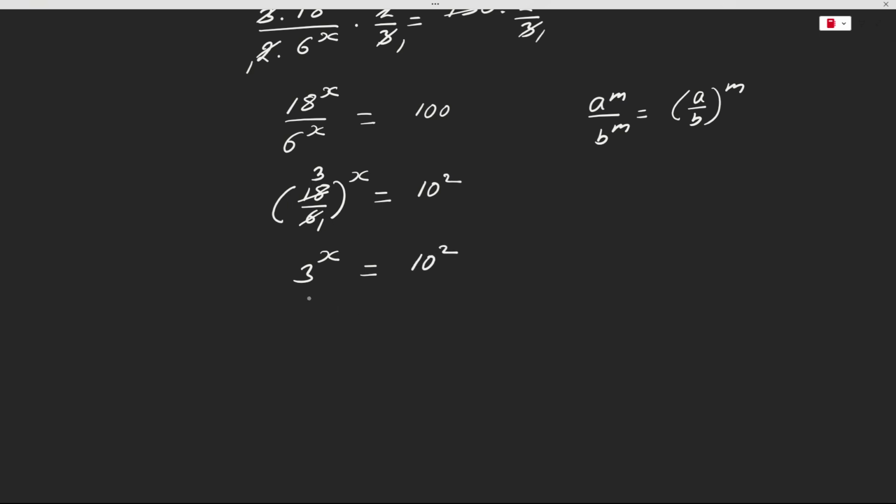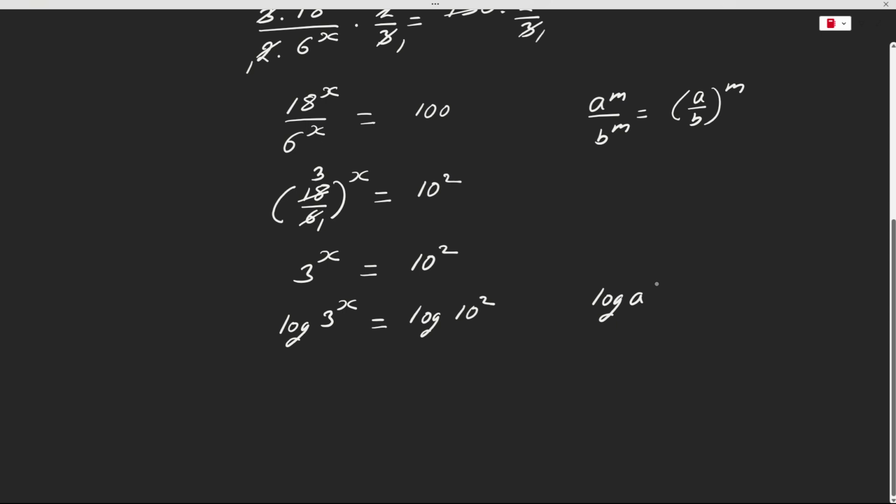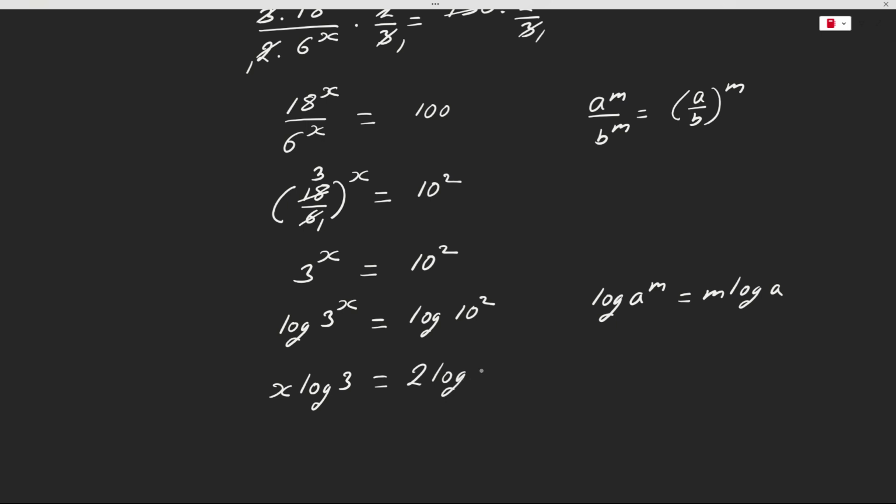Now taking log on both sides, we can write this as log of 3^x equals log of 10 square. Now using the logarithm power law, log a^m equals m log a, we can write this and this as x log of 3 equals 2 log of 10.